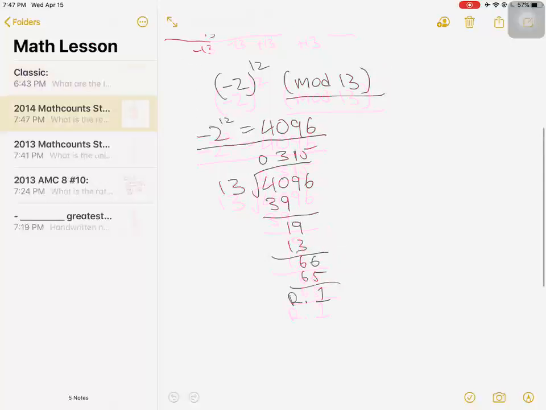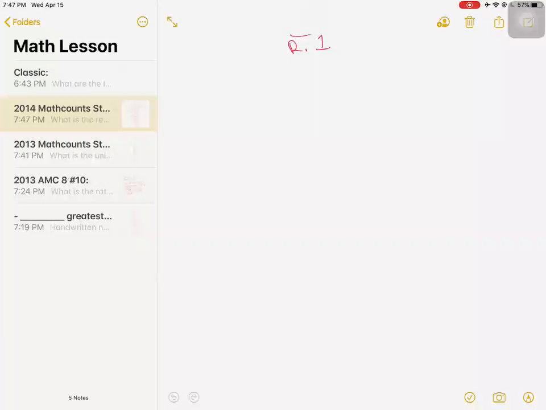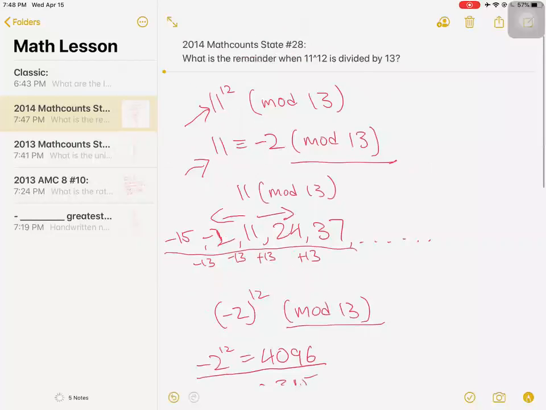Okay, so we have this property that for any numbers a times b. Oh, okay, sorry, I didn't say the question. The question is, why are we allowed to replace the 11 with a -2 from Eric?